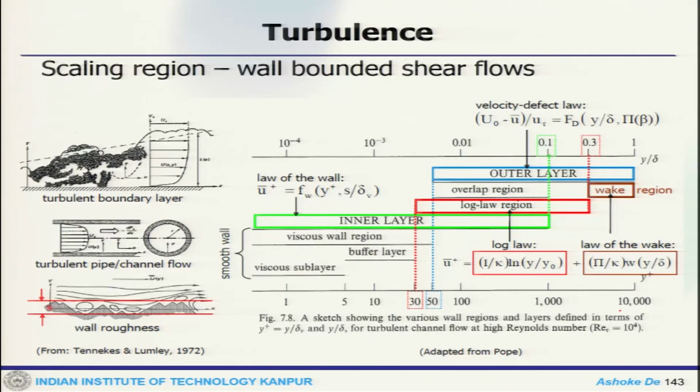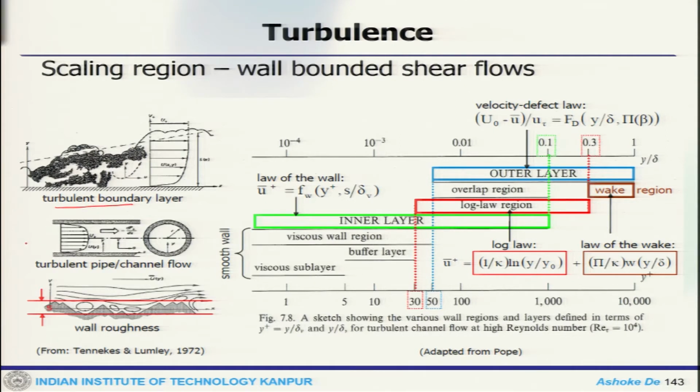Welcome back. We are in the middle of the discussion of the scaling of turbulent flow, and we are looking at wall bounded flows and shear flows. We looked at the effect of roughness also. Now, we will continue from there and look at what happens in the boundary layer.